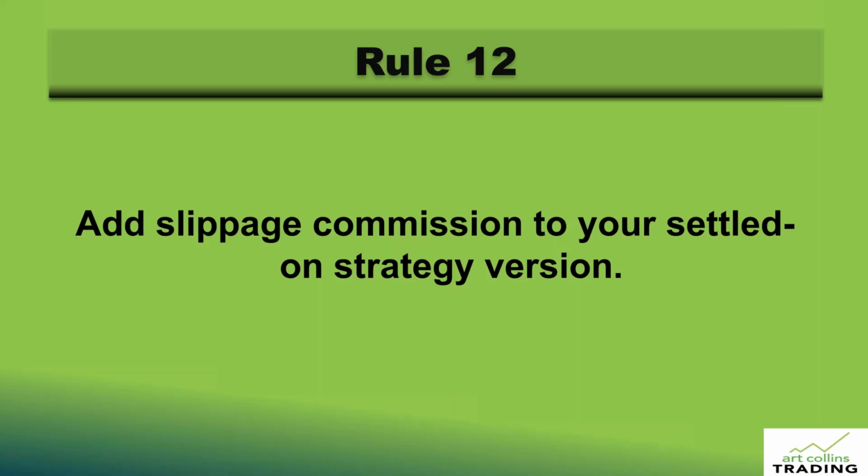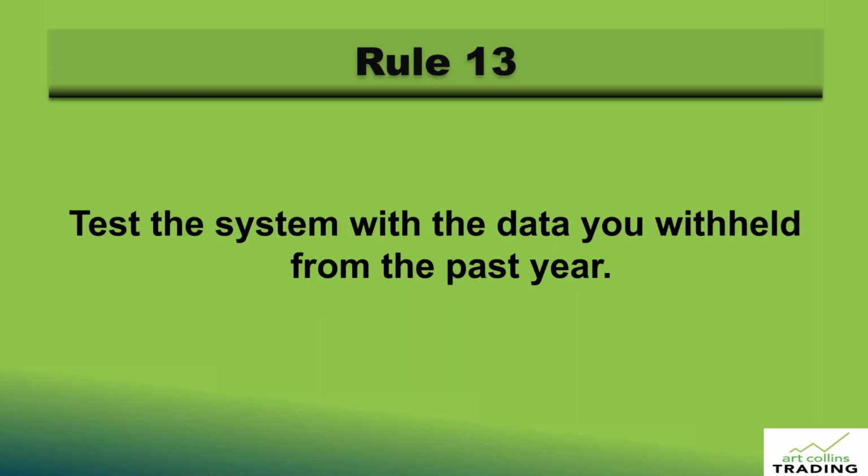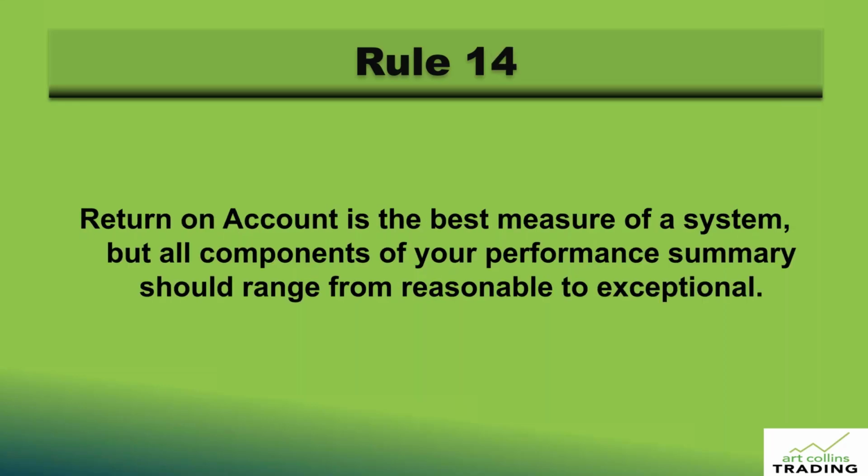Add slippage and commission to your settled-on strategy. Okay, for me, I like to do $20 round turn. That's a little more than 1 tick plus commission. Test the system with data you withheld from the past year. We're going to that virgin data, okay? Should hold up reasonably well. Might not be as good as what you projected. It's understandable, but you want to see it holding up somewhat reasonably well.